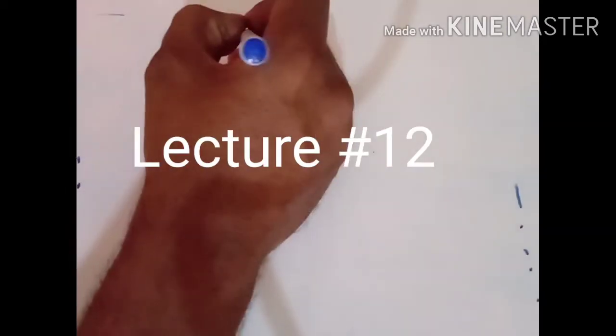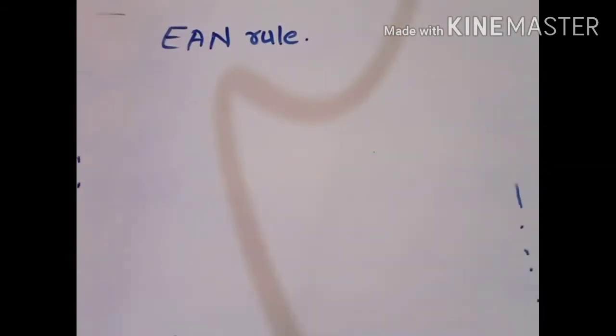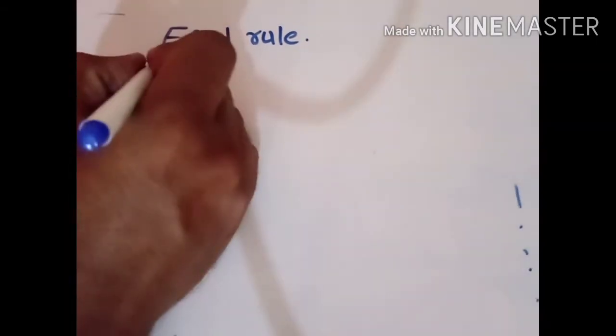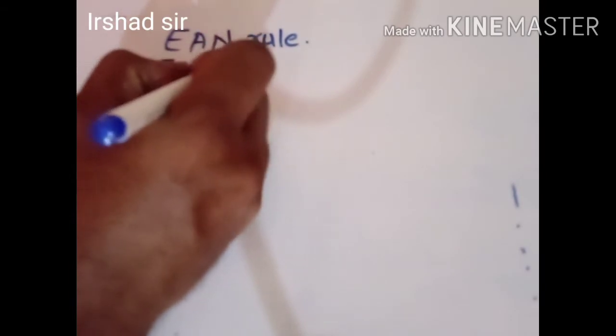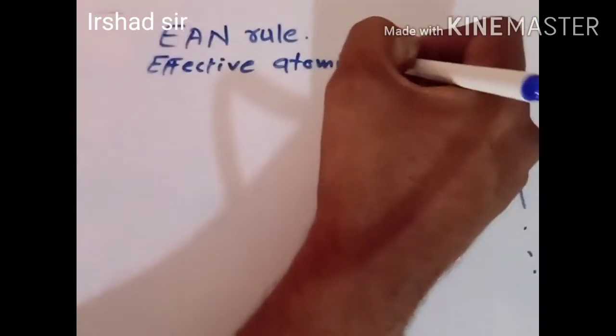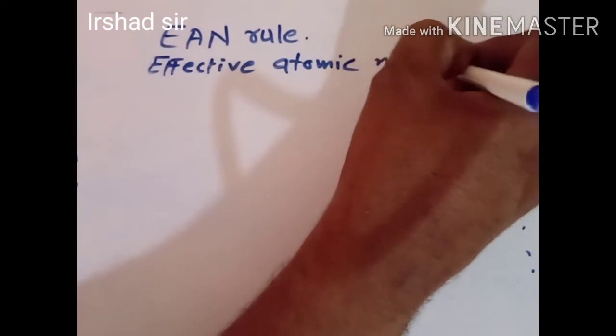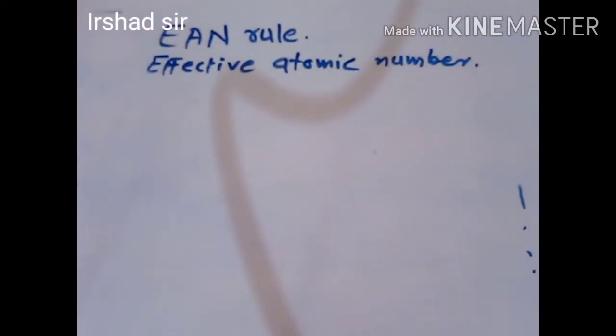Dear student, today in this video we are going to learn about a very important topic, that is the EAN rule. What is the EAN rule? E stands for effective, A stands for atomic, and N stands for number. What is the full form of EAN? That is effective atomic number.